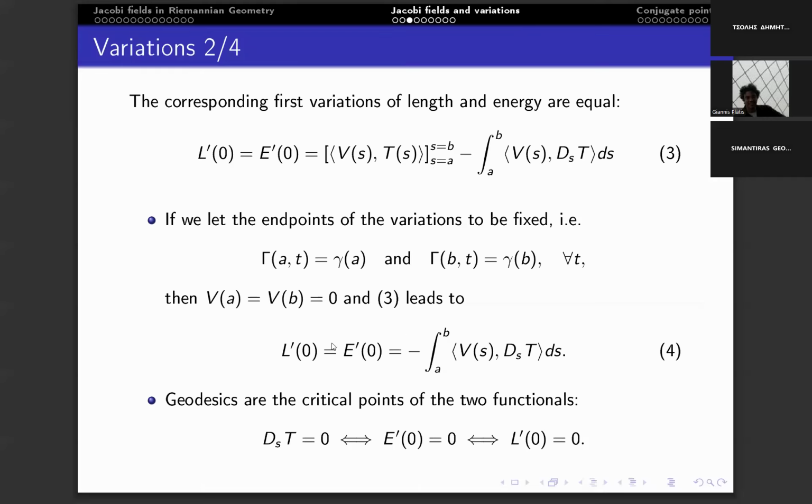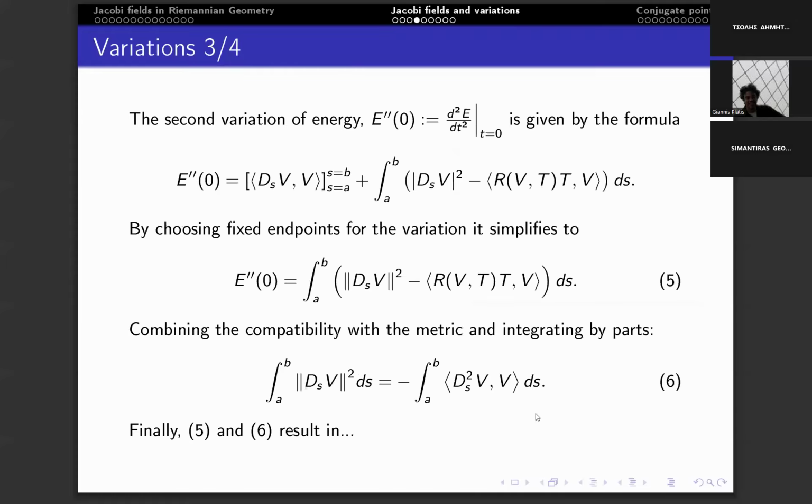And so the formula for the first variation of the length and the energy can be simplified into this equation number 4. So by equation number 4, we can see that geodesics are the critical points of the two functionals, something that is known from Riemannian geometry. And also we have the formula for the second variation of energy here. Also by choosing fixed endpoints, the formula can be simplified to equation number 5.